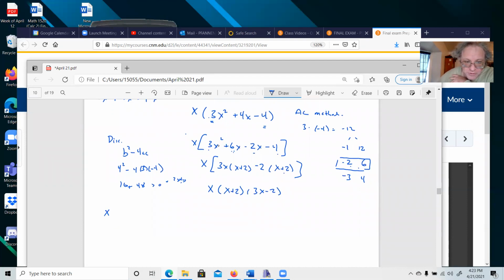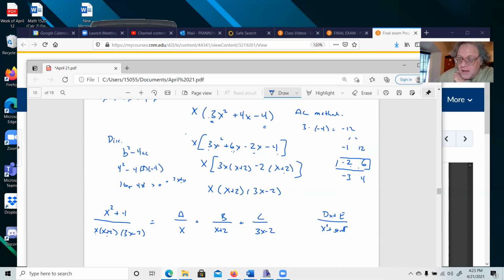So we have x squared plus 4 over x plus 2, 3x minus 2. And since these are all linear terms, they get a single constant on top. So this could be ax plus b, x plus 2 plus c, 3x minus 2. Okay. If you had an irreducible quadratic, right? You would have a dx plus e over an x squared plus some stuff, okay?